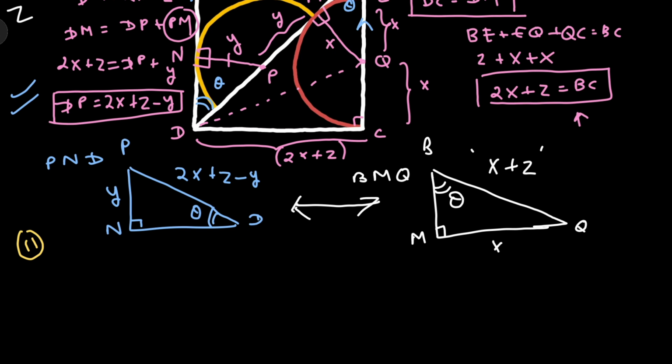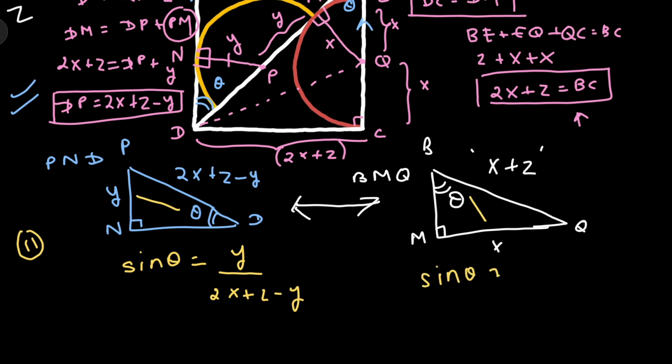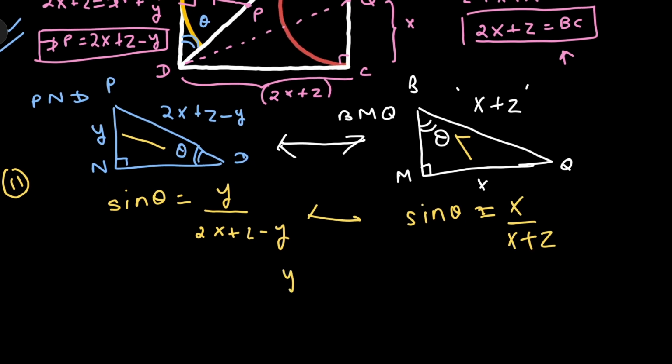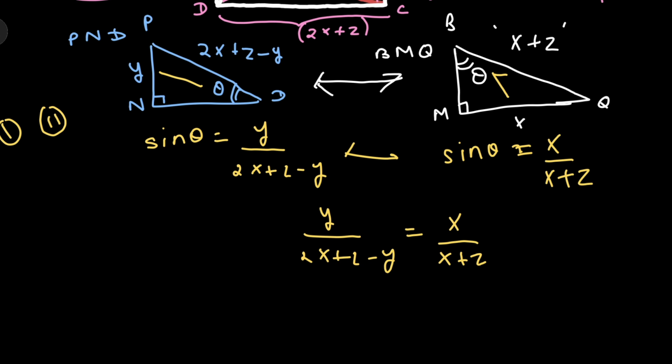So in the right angle triangle PND, the value of sine of theta will simply turn out to be height upon the hypotenuse, and therefore sine theta will turn out to be y upon 2x plus z minus y. And in this right angle triangle, that is the triangle BMQ, the value of sine of theta will turn out to be again height upon the hypotenuse, and therefore x upon x plus z. So now we can simply compare these two equations because both of them are equal to sine theta. Therefore y upon 2x plus z minus y is equal to x upon x plus z. Okay, so we get this particular equation.